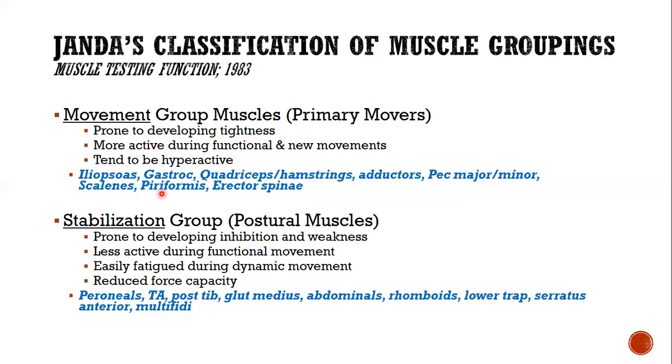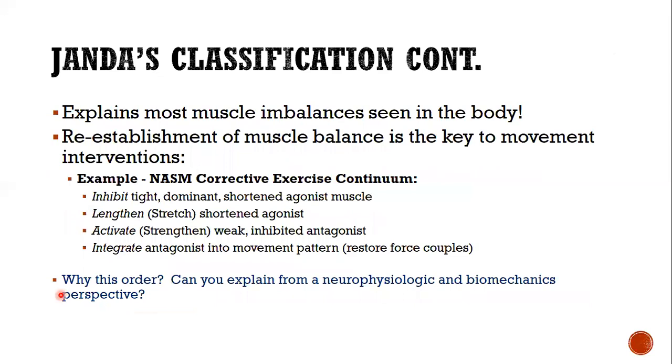And so we're going to learn in a minute that the entire model that we're going to build this class on is that we need to lengthen, stretch, and inhibit these tight movement group muscles that Janda identified for us. And then we need to strengthen these muscles that are prone to weakness, inhibition, and altered reciprocal inhibition, okay? And if we do that, chances are that we fix movement imbalances. See this? I just stole my own thunder.